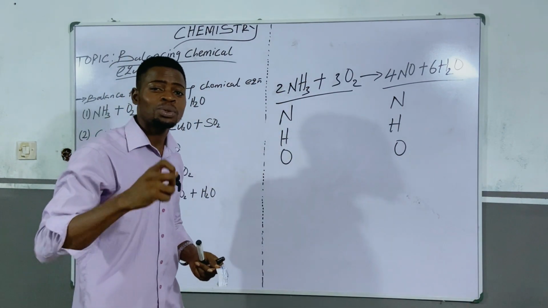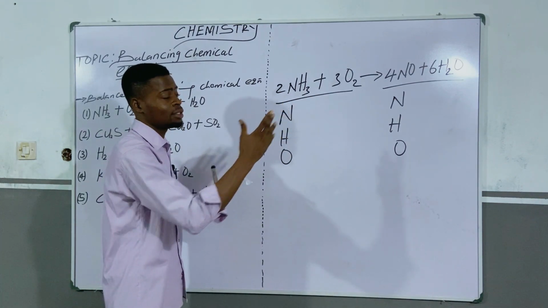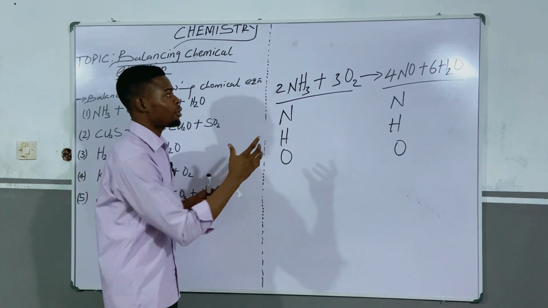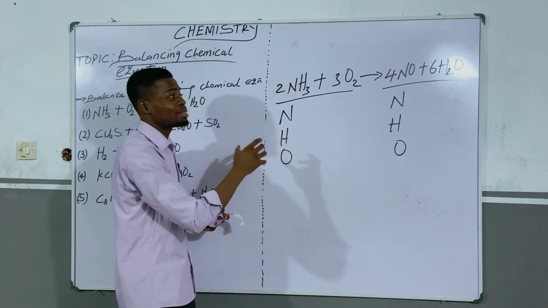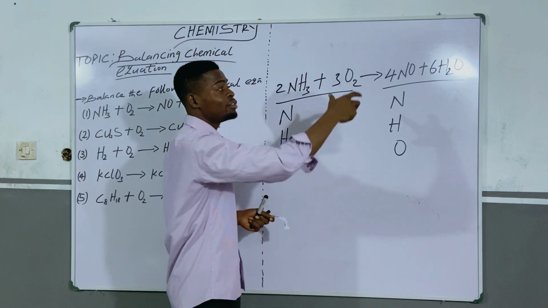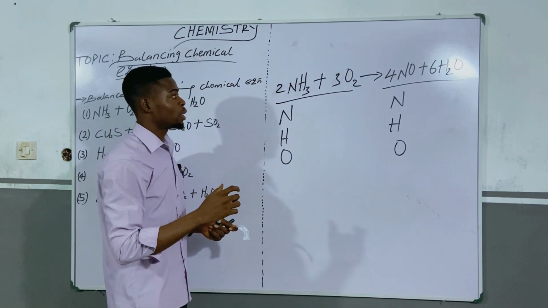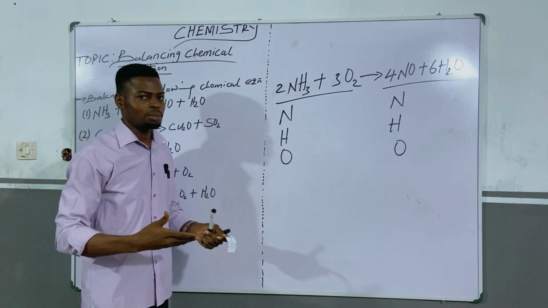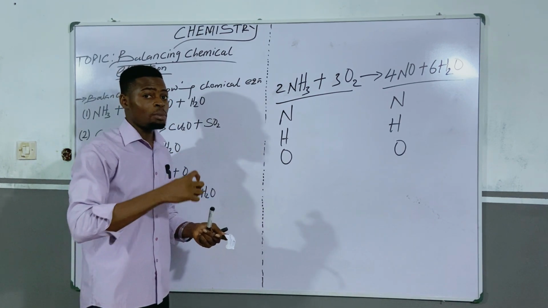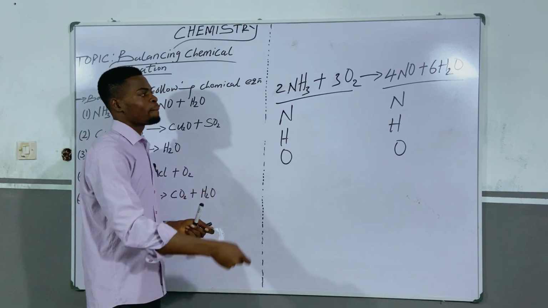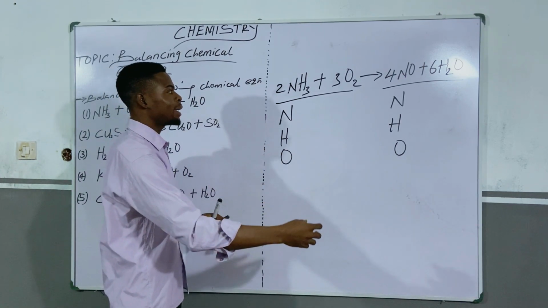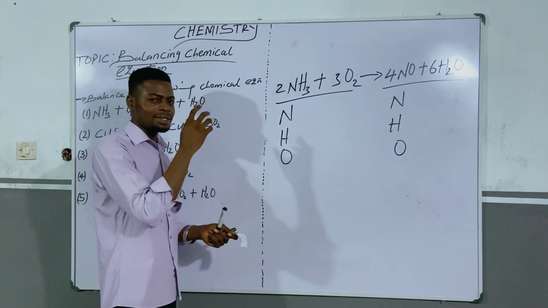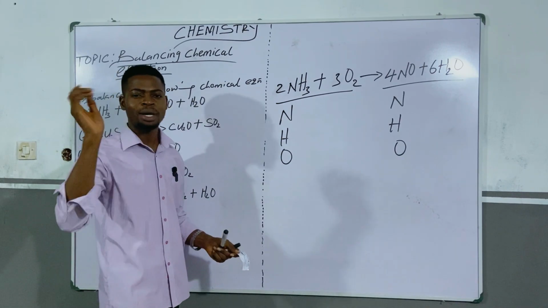Now you need to know how to count the number of atoms on both sides of the equation, because for a balanced chemical equation, the number of atoms of a given element on the reactant side must be equal to the number of atoms of the same element on the product side. So how do we count the number of atoms? To calculate the total number of atoms of a given element, you multiply the subscript by the coefficient of that particular species or element. Look at what I mean.